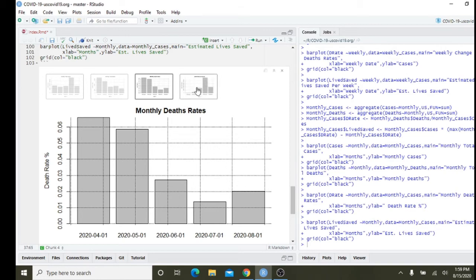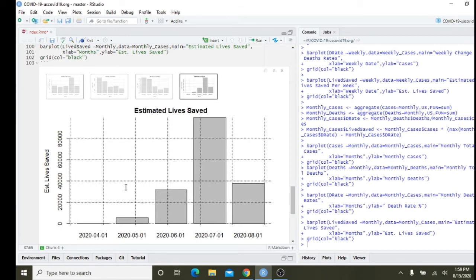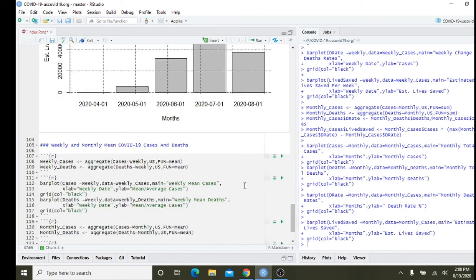2%. So what's the estimated lives saved? Not so much here, maybe 30,000 lives saved in June. While here, we're over 80 to 90,000 lives saved in July based on the declining death rate. So far this month, the first 2 weeks, 40,000 lives have been saved based on the number of cases and the declining death rate. So what we got here.